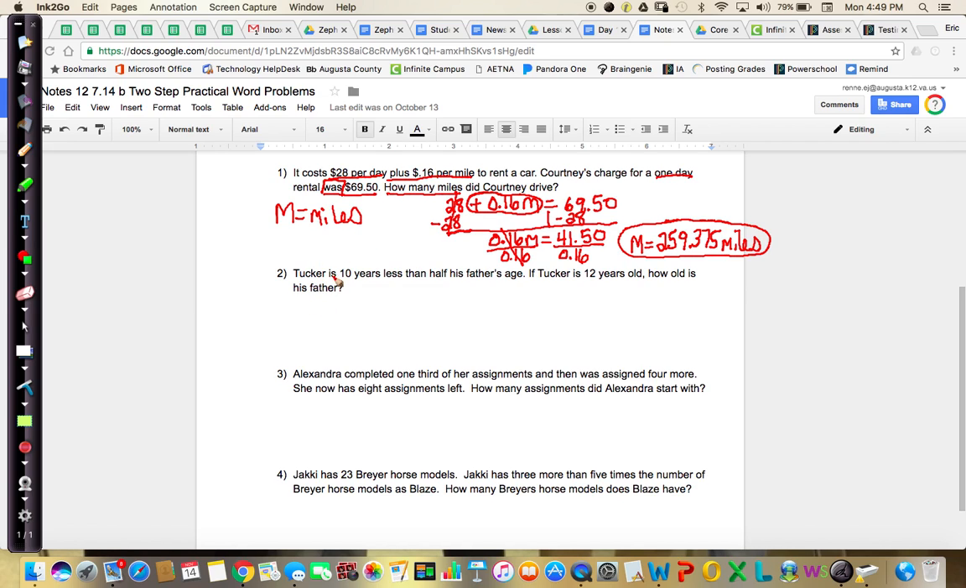Okay, so let's look at number 2. Tucker is 10 years less than half his father's age. So, Tucker is 10 years, and I see a switch around word, so I'm going to circle it so I remember to switch the order. Half his father's age. Tucker is 12 years old. How old is his father? So I want to know F equals father's age.